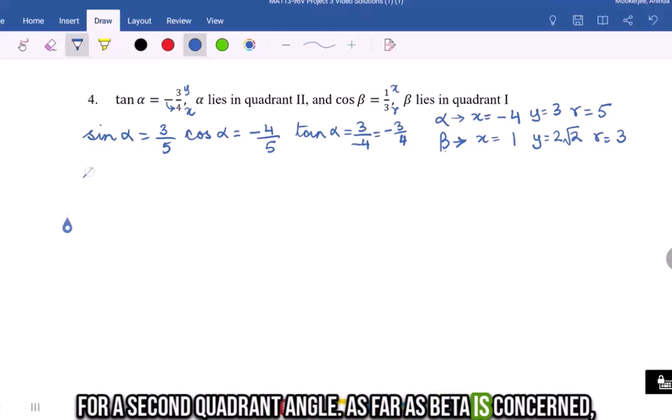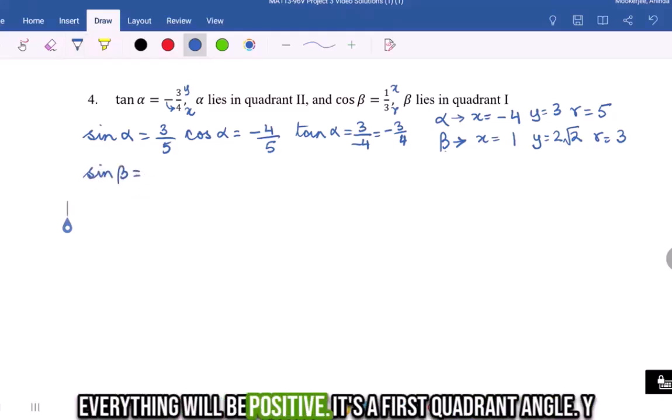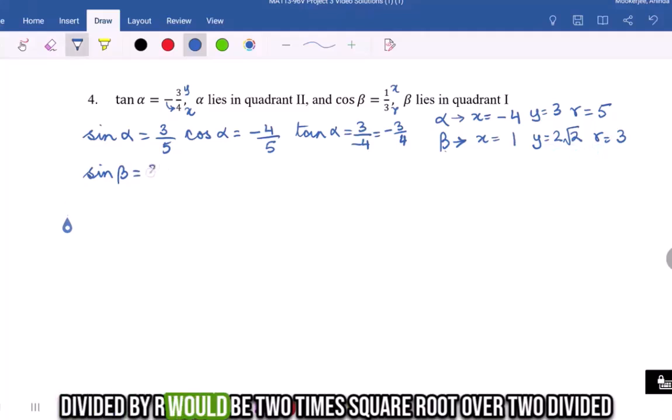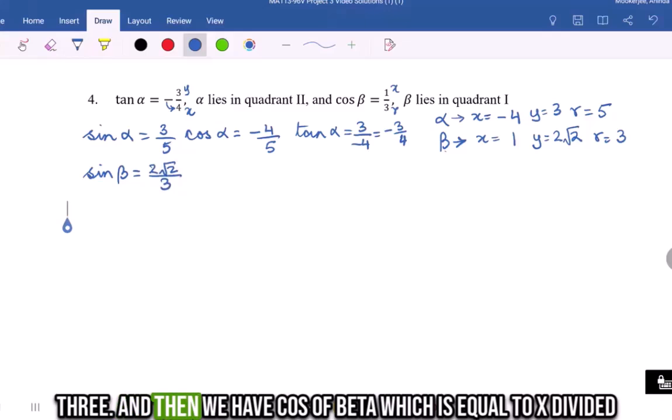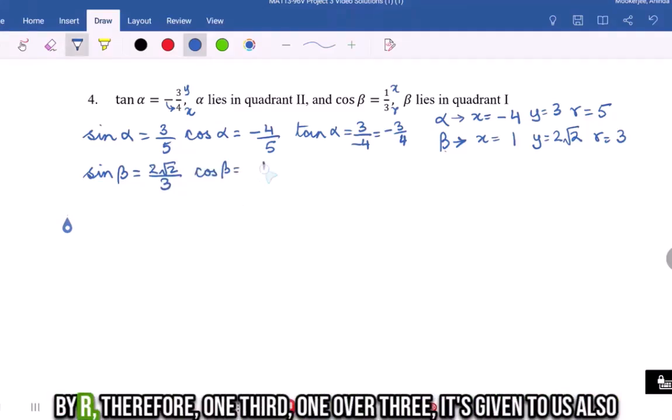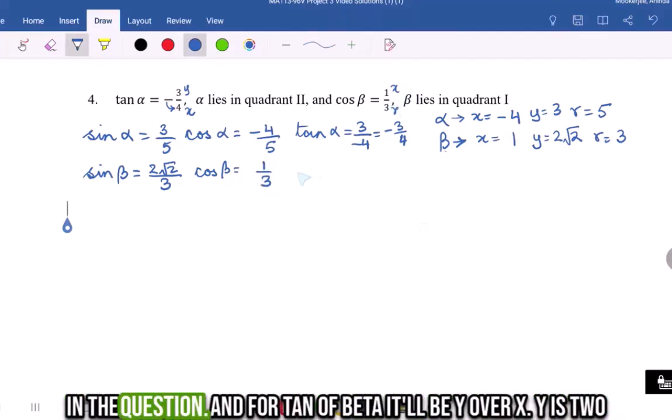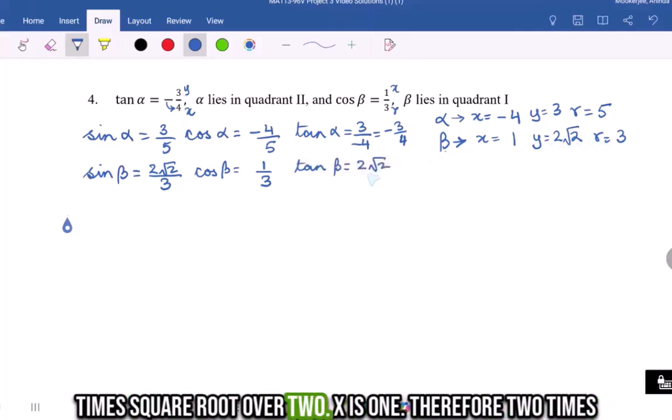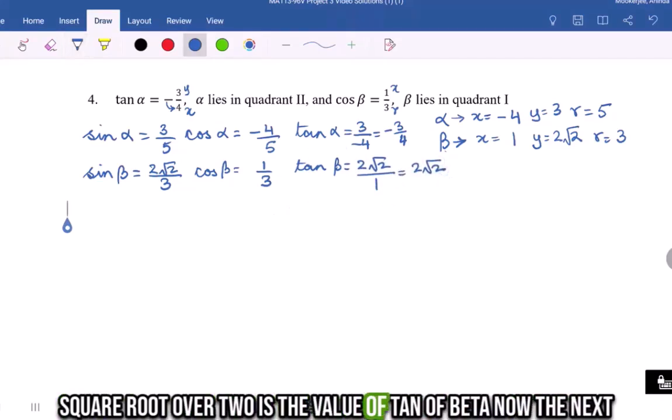As far as beta is concerned, everything will be positive. It's a first quadrant angle. Sine of beta, y divided by r, would be 2 times square root of 2 divided by 3. And then we have cos of beta, which is equal to x divided by r, therefore 1 over 3. It's given to us also in the question. And for tan of beta, it will be y over x. Y is 2 times square root of 2, x is 1. Therefore, 2 times square root of 2 is the value of tan of beta.